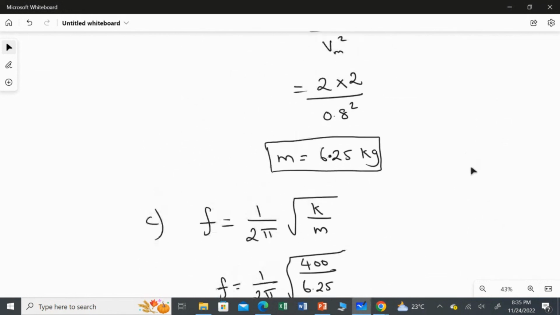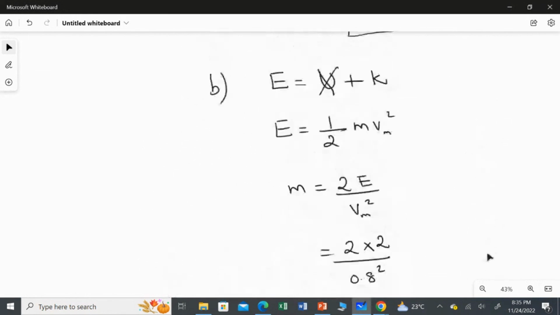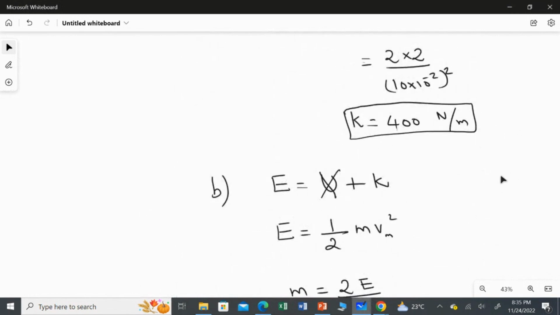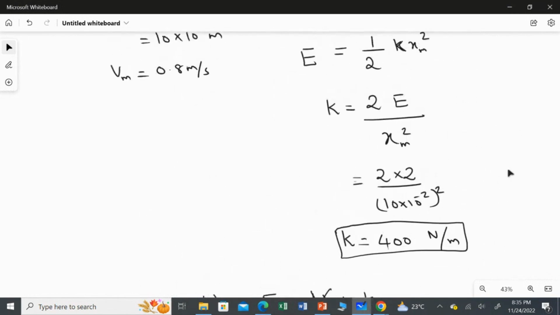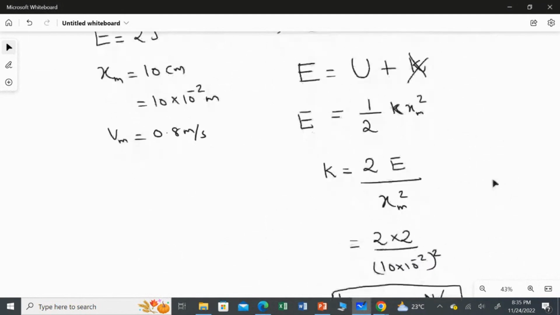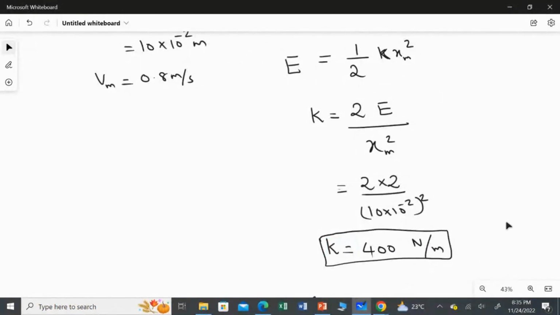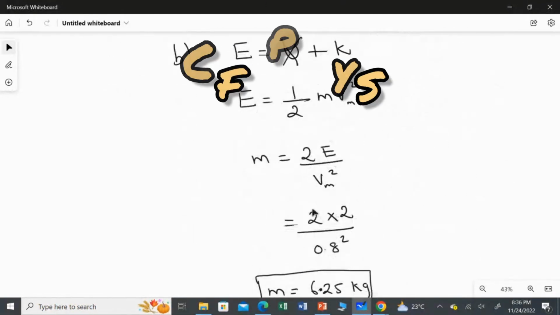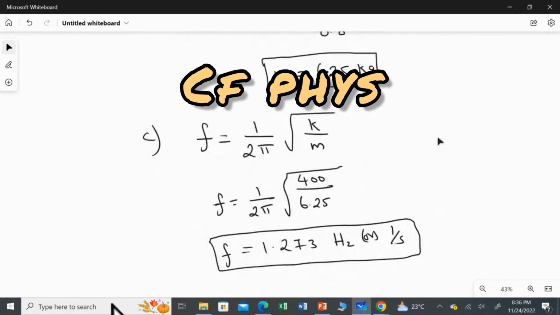Correct? Clear? So we have three subdivisions. We found the answer for the three questions. In the first part, we found the value for the spring constant. In the second part, we found the value for the mass. And in the third one, we found the value for the frequency. Clear? That's it.